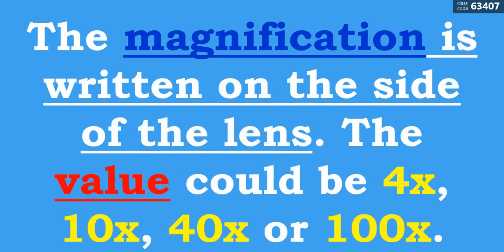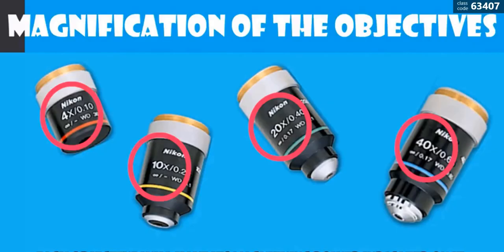And the magnification is written on the side of the lens. The value could be 4x, 10x, 40x, or 100x. So these are samples of the magnification of the objectives. Okay, so 4x, 10x, 20x, 40x. So they have different magnification.